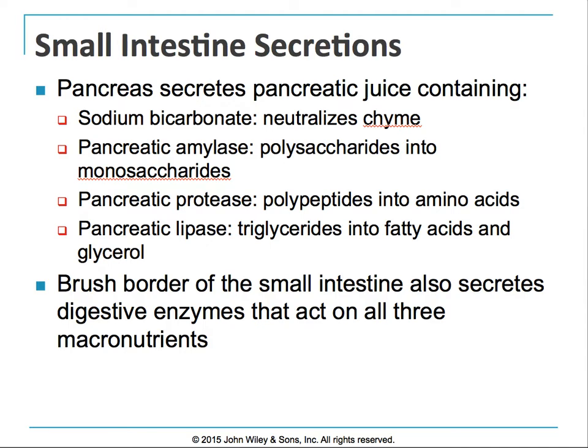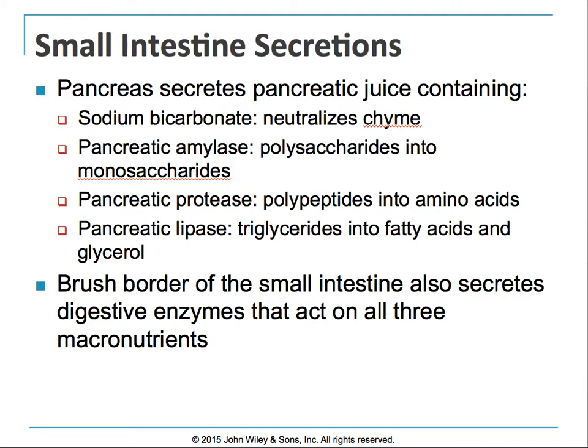Small intestine secretions. So just like your stomach, your small intestine also has all kinds of chemicals that it secretes to help further break down the chyme. Your pancreas, we talked about your pancreas earlier as an assisting organ in the digestive process. Your pancreas secretes pancreatic juice. This pancreatic juice contains sodium bicarbonate, which neutralizes the chyme.